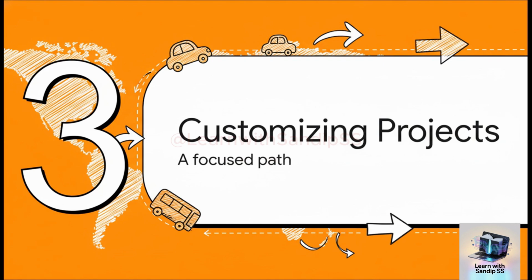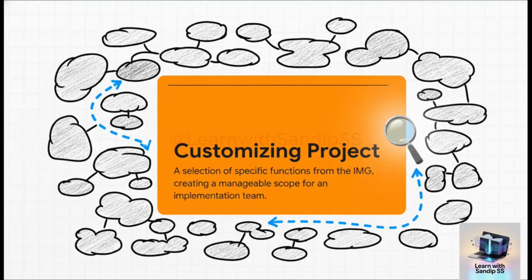Okay, so if the IMG is our massive, comprehensive map of the whole country, we still need a way to get around, right? We need a vehicle and a specific route to our destination, and that vehicle, that is the customizing project. A customizing project does exactly what it sounds like. You select a very specific set of activities from that gigantic IMG map, and by doing that, you create a totally manageable scope for your team. You're no longer staring at the entire country. Now, you're just focused on your specific route.